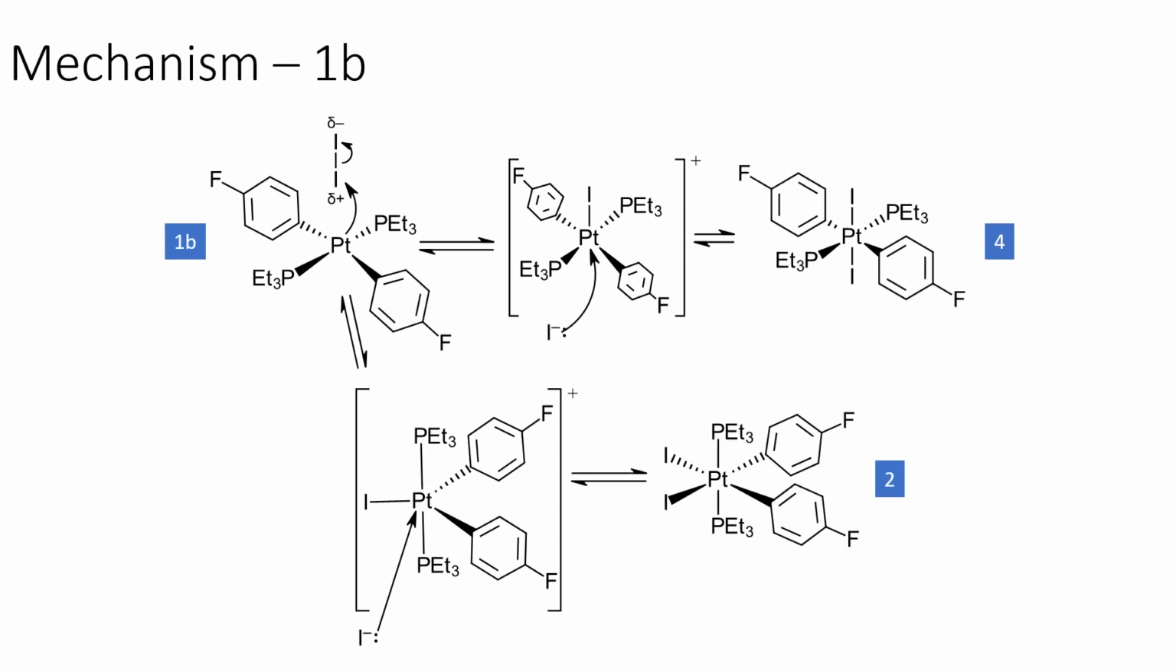The mechanism with the trans isomer is very similar, with intermediate 4 being the same as intermediate 3, but with every group trans to one another. However, it is important to note that the final product is the same as the 1A mechanism.